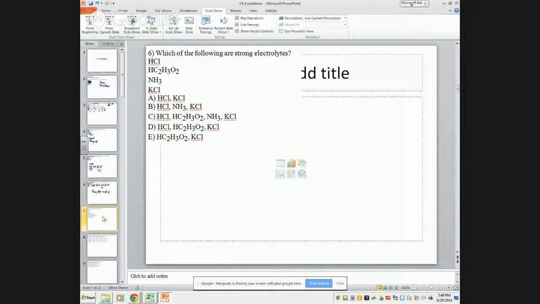On to problem number 6. Which of the following are strong electrolytes? This one, you got to kind of start committing things to memory. All right, so we know hydrochloric acid is a strong acid, so that's a strong electrolyte. We know KCl is completely soluble, so that's a strong electrolyte. The acetic acid is a weak acid, so it's actually a weak electrolyte because it'll stay as a molecule. And same thing with NH3. It's a weak base, so that gives us choice A.